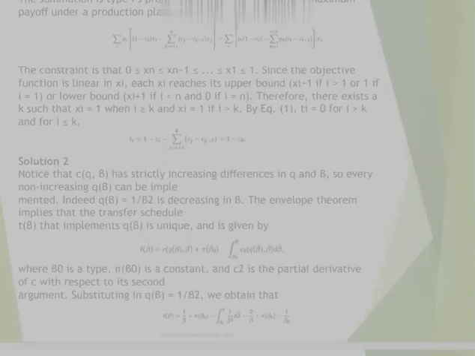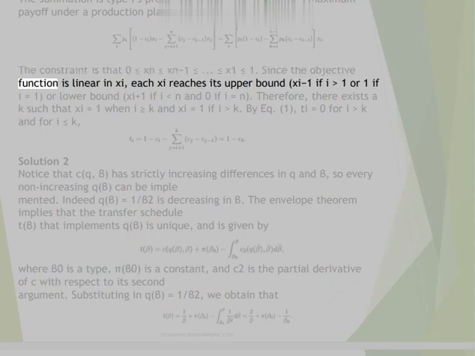The summation is type I's profit. Therefore, the regulator's maximum payoff under a production plan X is the following. The constraint is that 0 less than or equal to X_N less than or equal to X_{N-1} less than or equal to ... less than or equal to X_1 less than or equal to 1.